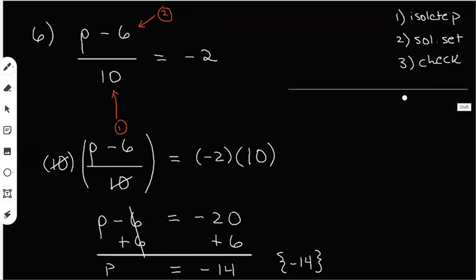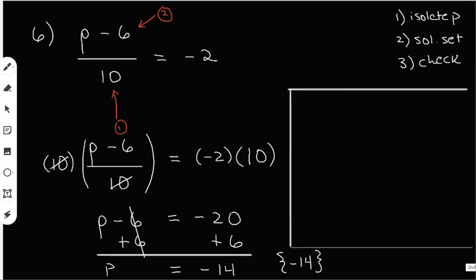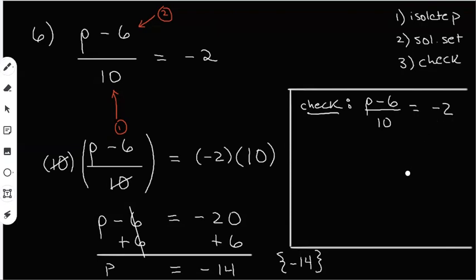The last thing that I want to do is check all my work. So let me draw a box to do my check. You could just do this on the right side of your paper if that works for you, just as long as you are checking your work. So I'm going to start off with the original equation, and I'm going to let the variable be negative 14 and see what happens. So what do I get? Negative 14 minus 6 over 10 is equal to negative 2.